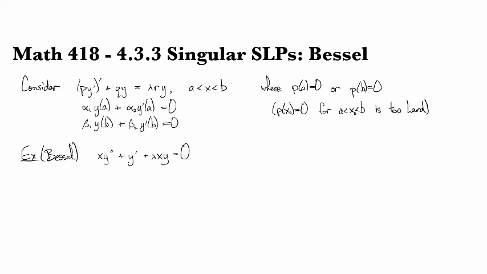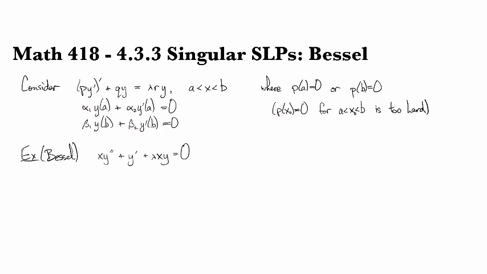Look just briefly at the Bessel equation, which is this one right here: x y double prime plus y prime plus lambda x y equals 0. So this is an example of a Sturm-Liouville problem where we allow a 0 of p to occur at one of the boundary points. So in particular, for x equals 0, there's going to be one right here.